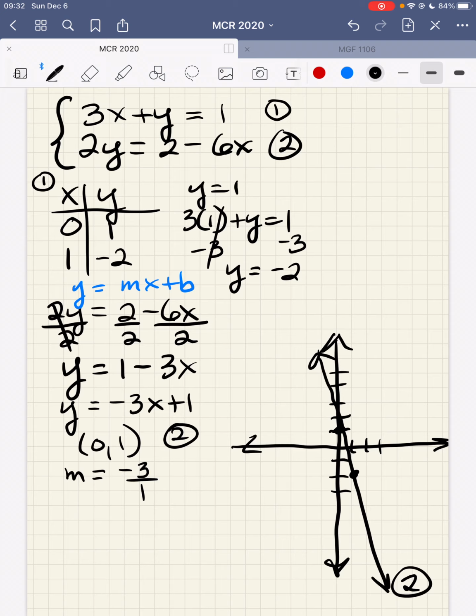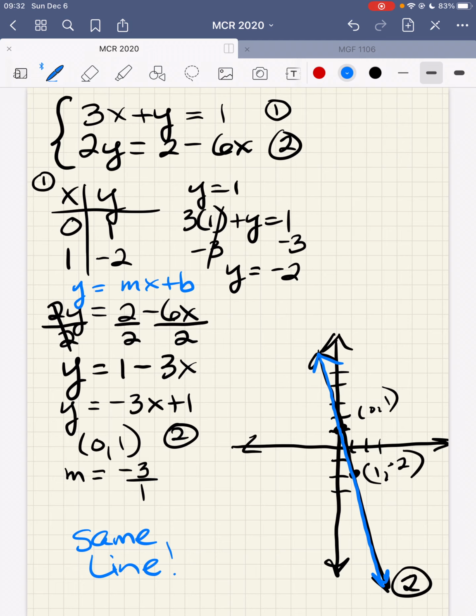I'm going to go ahead and graph line 1 using the intercepts. So I have 0, 1 and 1, negative 2. Those are the same 2 points. Here's 0, 1. Here's 1, negative 2. My graph actually lies right on top of the one I have. These are the same line. Okay, so my solutions for this, any point that lies on either one of these lines.